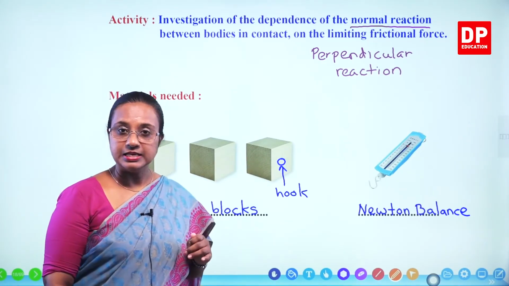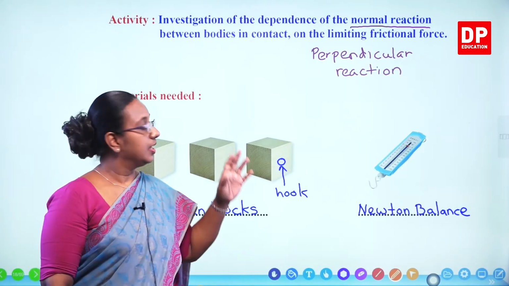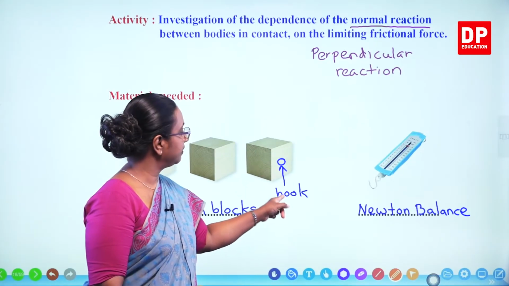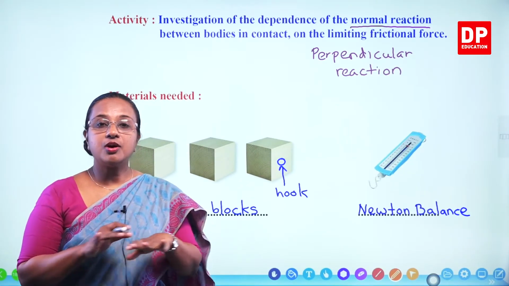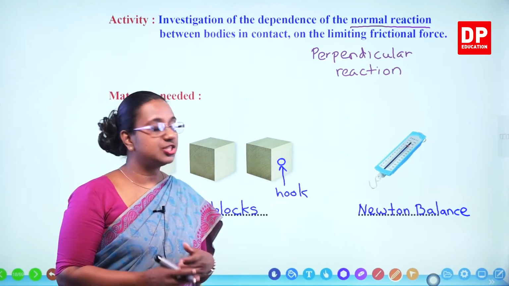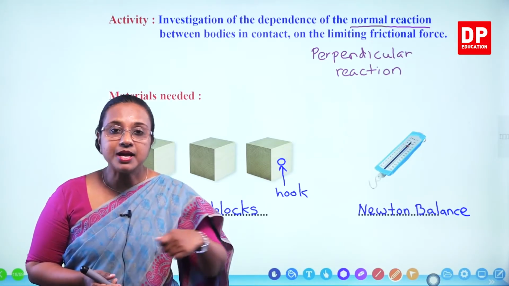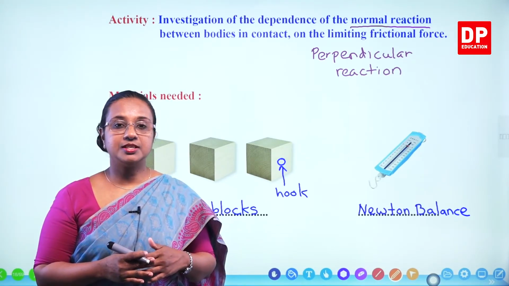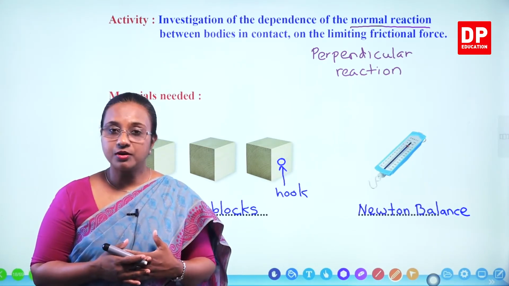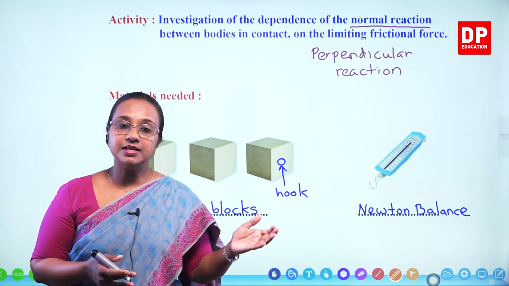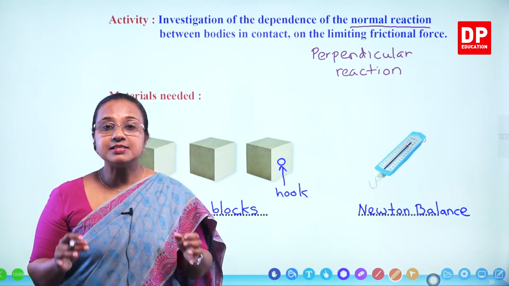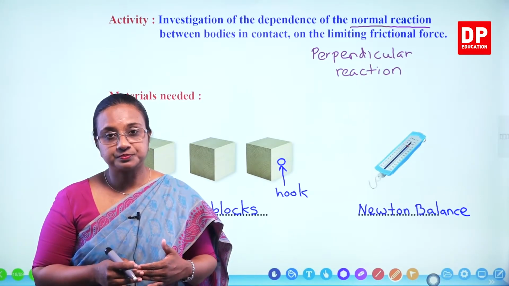Here we don't need a sandpaper. Again, it's a very simple activity. You place the wooden block with a hook attached to it on a horizontal surface, a table, and to the hook you attach the Newton balance, and by pulling the Newton balance horizontally, apply a force to the block. Initially the block will not start to move. We increase the force and get the Newton balance reading as the block starts to move.